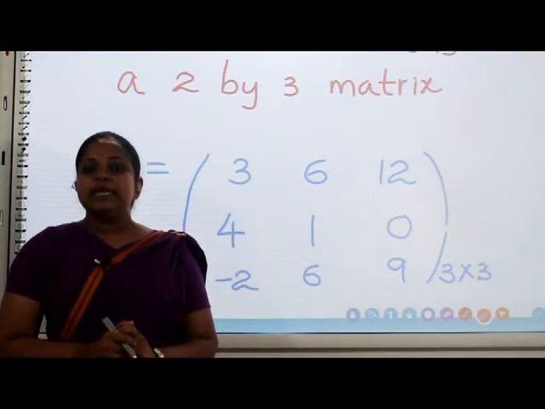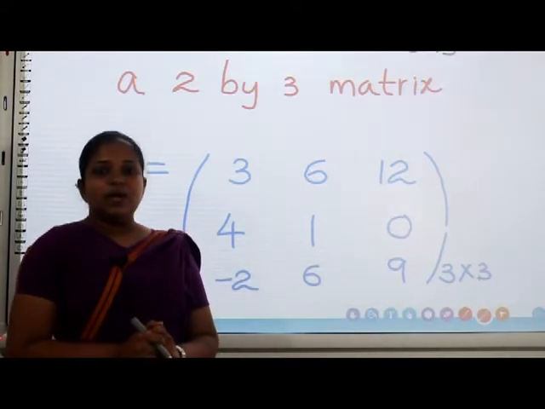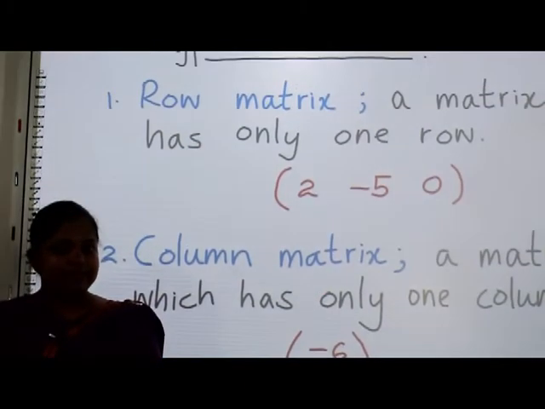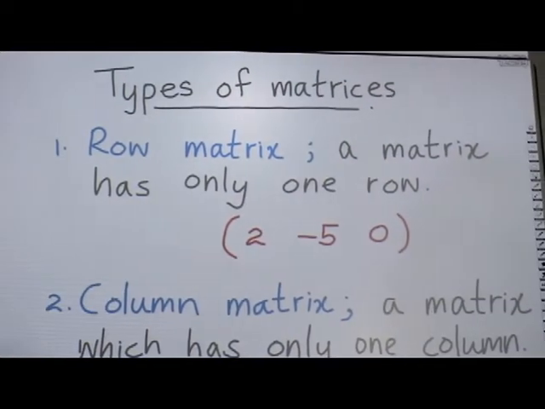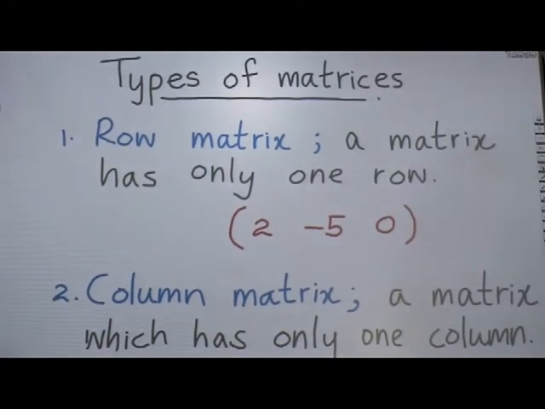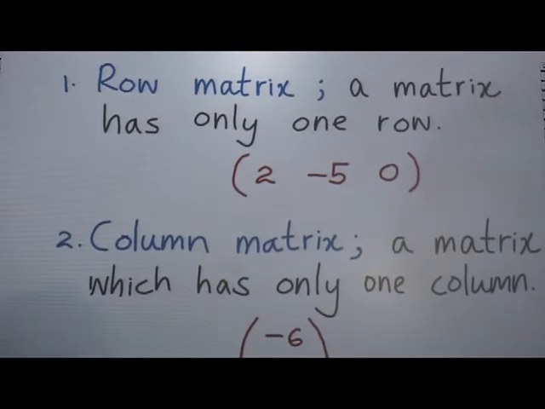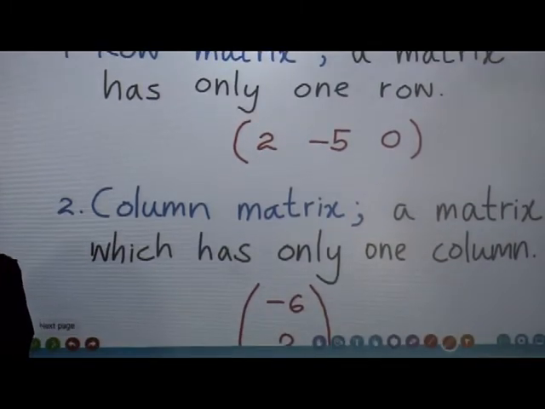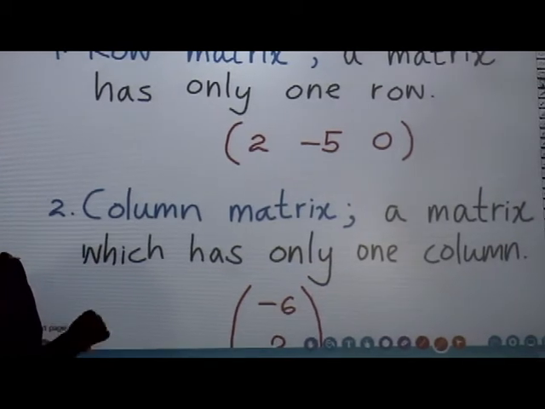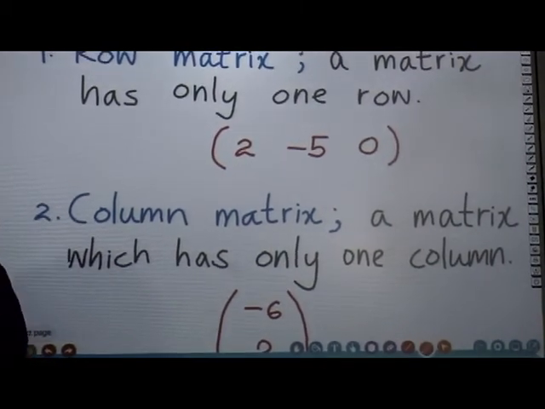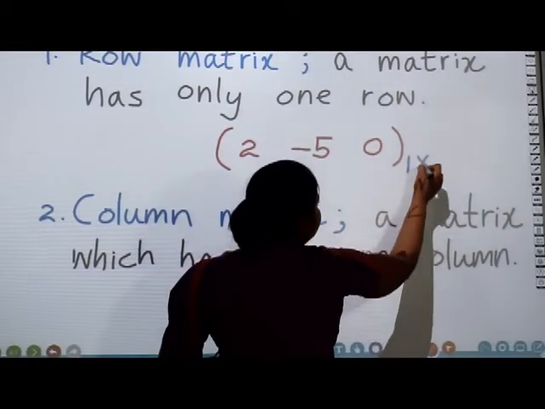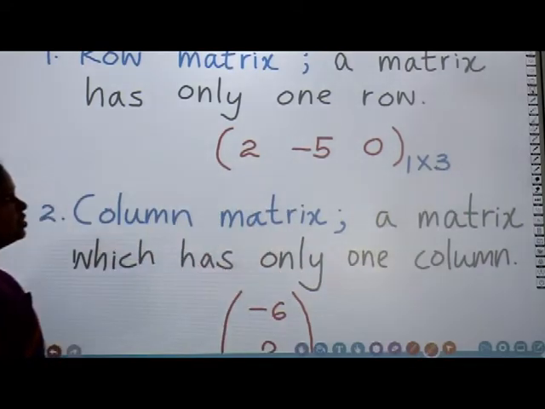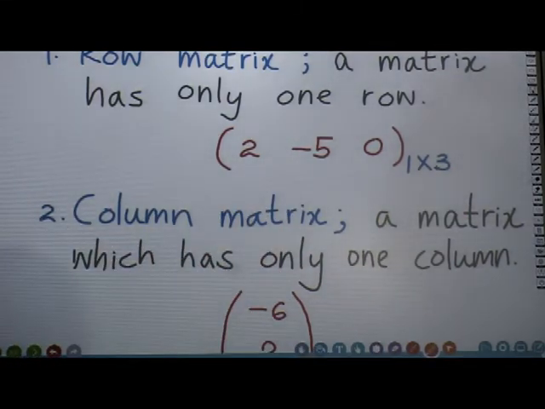Now there are several types of matrices. Let's see what they are. The types of matrices. First one, a row matrix. A row matrix is a matrix that has only one row. Here you are given a matrix which has only one row. It has one row, but there are several columns. There are 3 columns. Then the order can be written as 1 by 3. Such matrices are called row matrices. It has only one row.